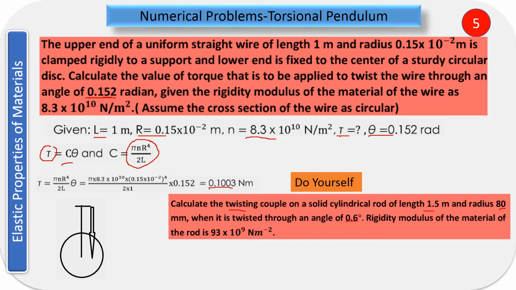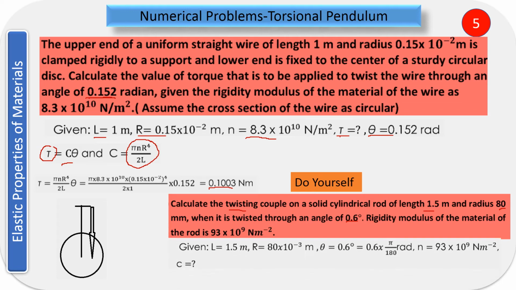When it is twisted through an angle of 0.6 degrees. So it is given in the angle 0.6 degrees, so you require to convert into the radian. Rigidity modulus of the material is given, 93 into 10 power 9 Newton per meter square. So what is given? The length of the wire is equal to 1.5 meter. The radius is given. The value of the angle theta is in degrees, so you require to convert into the radian. So I have done it for you: 0.6 into pi upon 180 radian, and eta, the value of modulus of rigidity, is given. You have to calculate what is the value C.